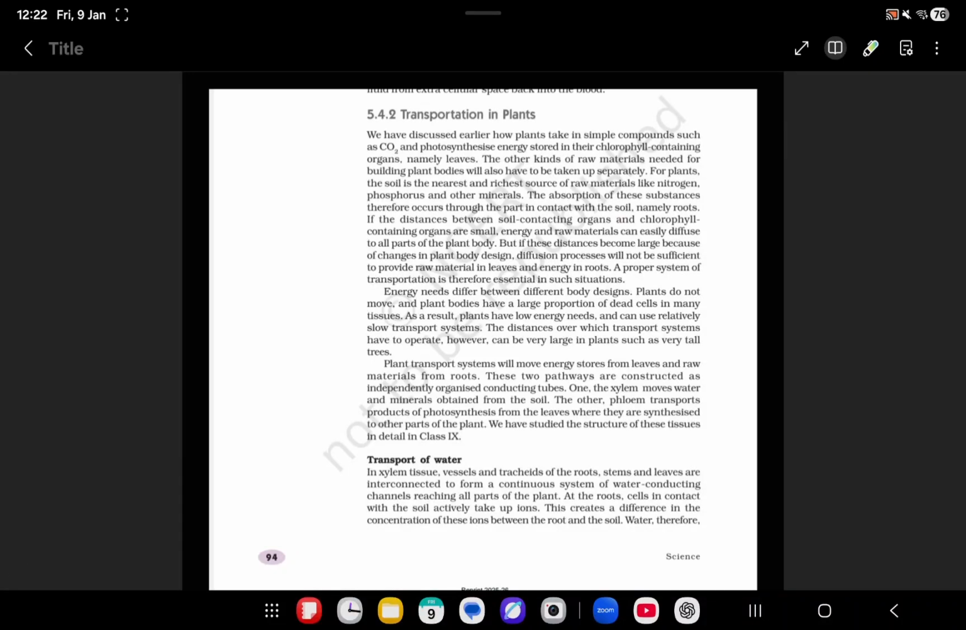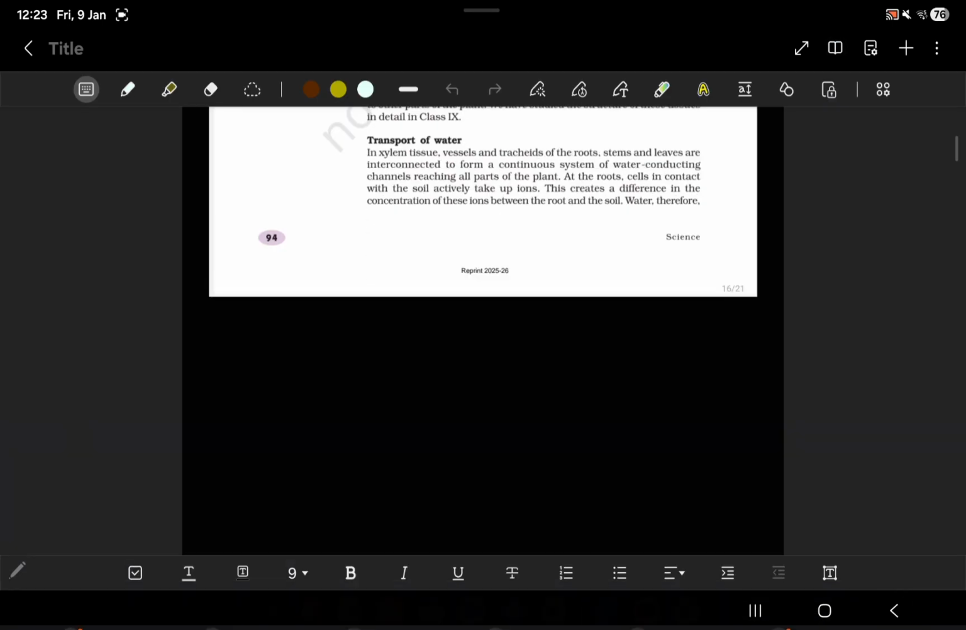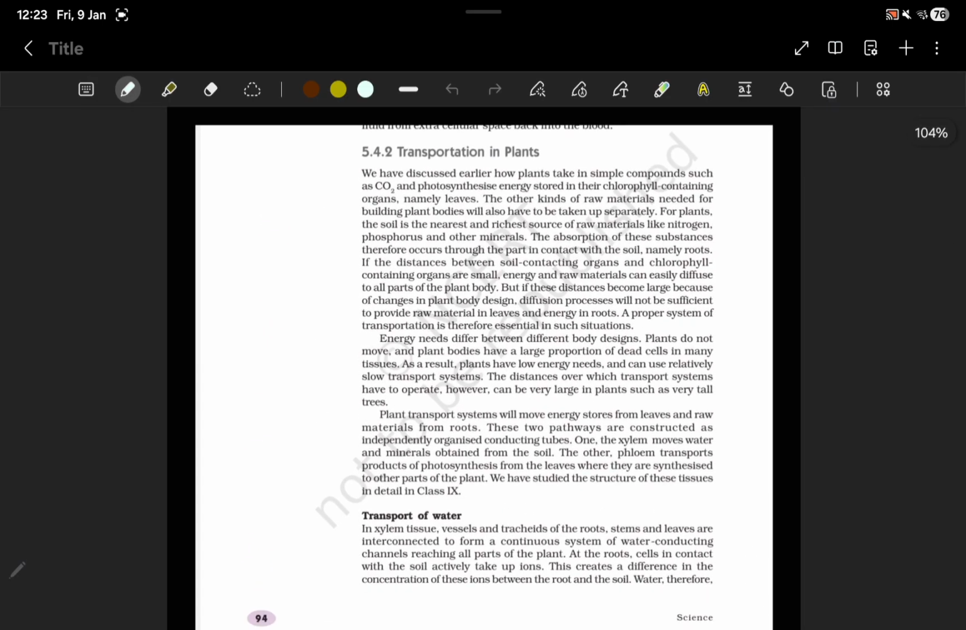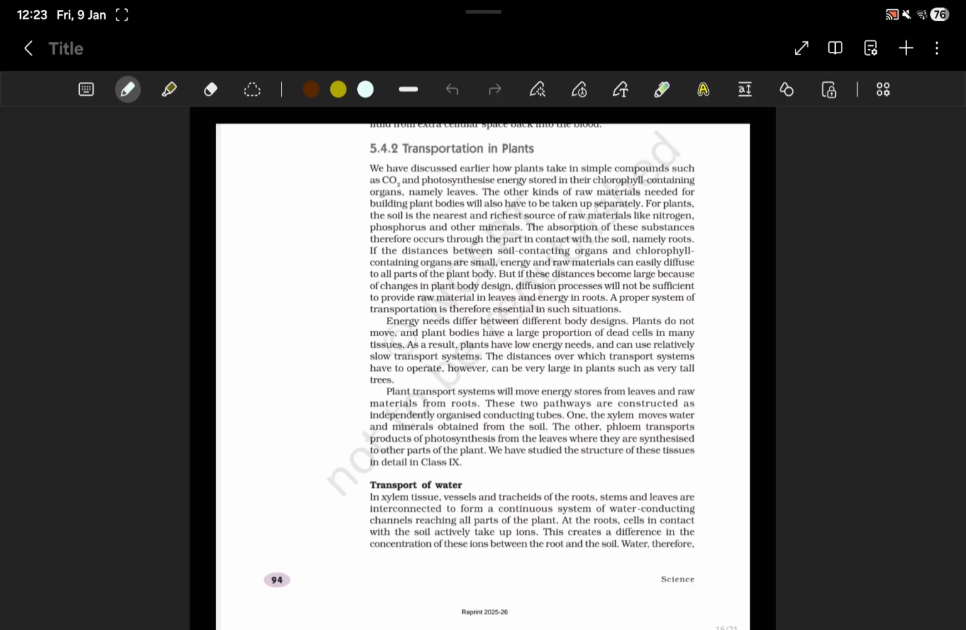So today I will be discussing a small topic, that is transportation in plants, from chapter 1 of class 10th biology, that is life processes. This is a plant biology related topic. The topic is transportation in plants. So transportation in plants means how nutrients and water are transported into the plant.